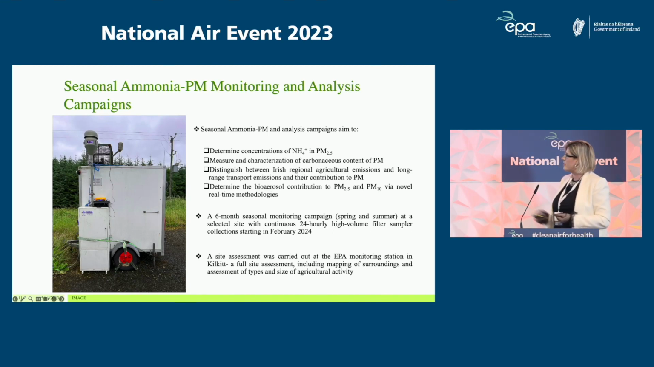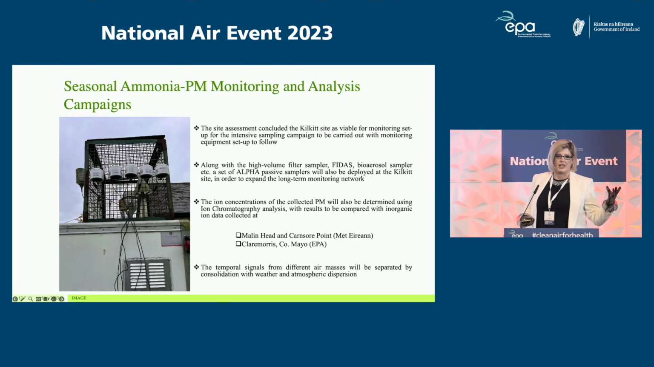And then the second part of the project is to look at a seasonal ammonia and particulate matter monitoring, and this is actually an intensive campaign. So here we have high volume sampling for a 6-month period, where 24-hourly high volume filter sample collection will occur. And this high volume sampling gives us a higher resolution for the model and gives us a lot more information. So long-term sampling is great. However, you do need high volume sampling at the same time. It just gives you more data, it gives you more resolution, and it also allows for a nicer source apportionment model.